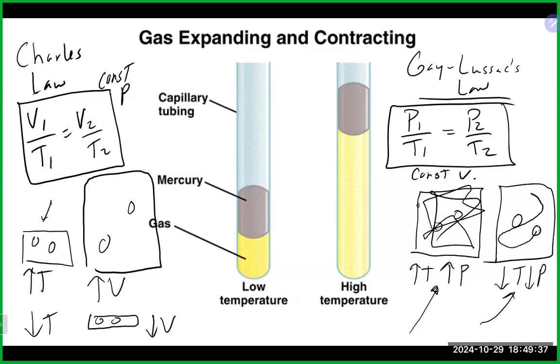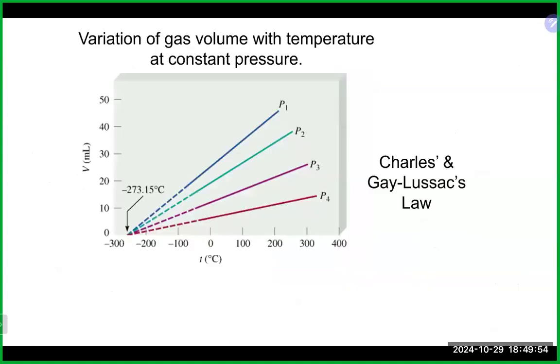We don't get that volume adjustment in Gay-Lussac's law because, frankly, the volume is fixed, so you don't have that adjustment. So we definitely see the pressure change as the temperature changes. Any questions on that?